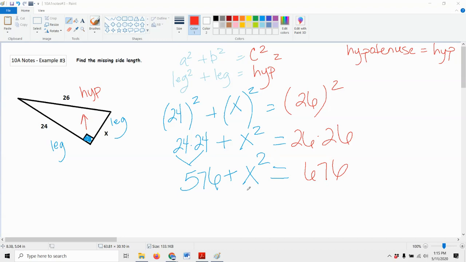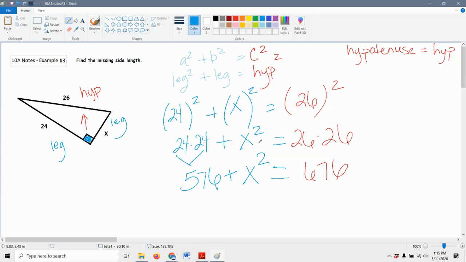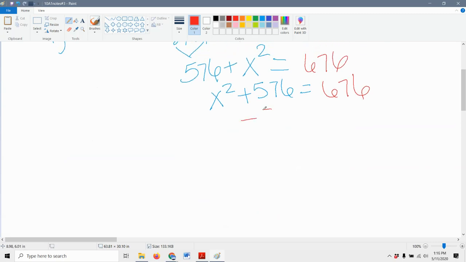Well, even though our x is over here, we've still got to get rid of this guy. If we were to switch these around, because it doesn't really matter what order they're in when we're adding, 2 plus 5 is the same as 5 plus 2, it's a little easier to see that this is plus 576, right? But even if you don't have it in this order, just remember, if this is positive, we have to do the opposite. And that means we're going to subtract 576 from both sides to get that x squared by itself.